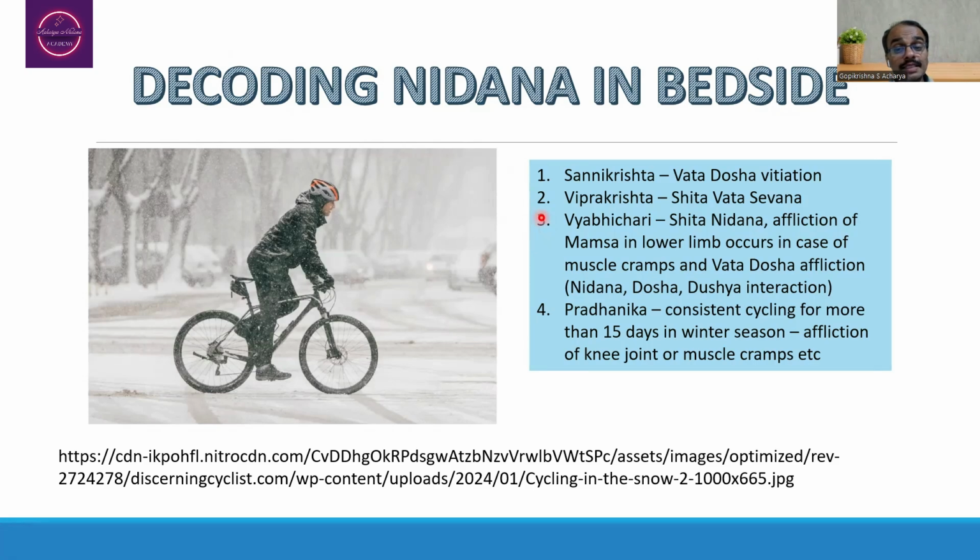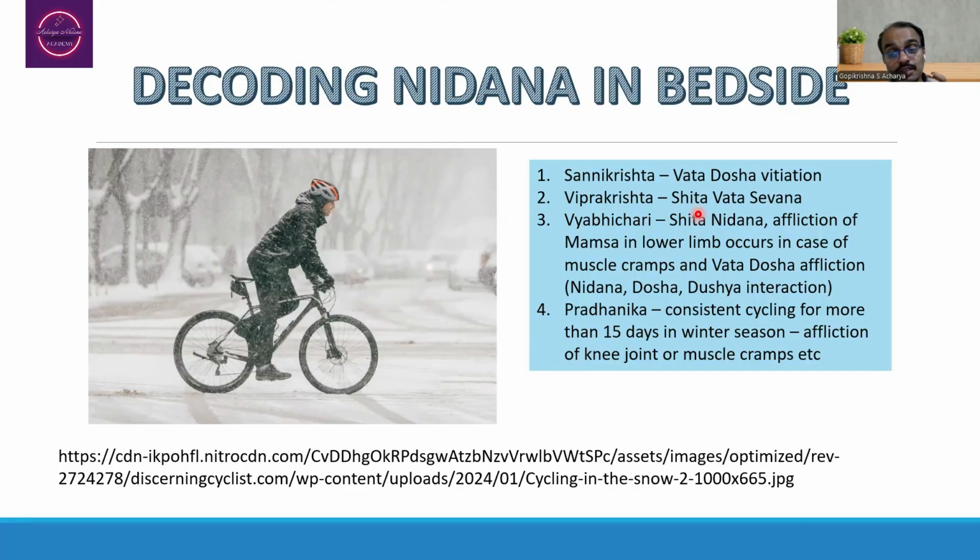And when you think about the assessment of Vyabhichari Hetu, the main Nidana is Shita Vata Sevana and the Dushya may be the affliction of Mamsa, that too in the lower limb, as the person may have muscle cramps or joint pain. In that situation, Vata dosha vitiation. Here Vata and Shita are somewhat related, but Mamsa may not be related because, by Ashraya-Ashrayi Bhava, the main dosha having affinity towards Mamsa Dhatu is Kapha dosha.